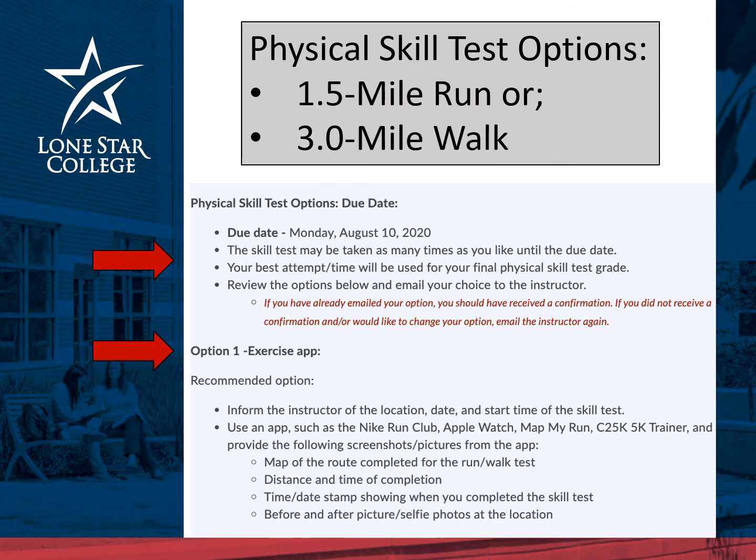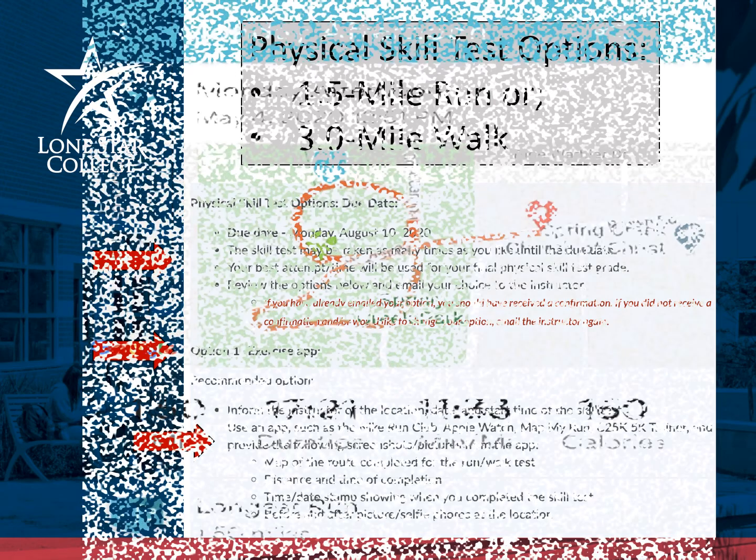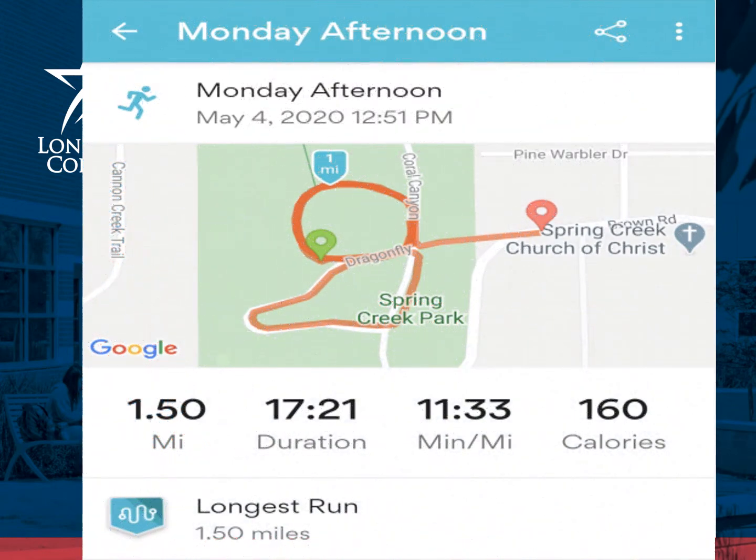Option 1 is using an exercise app on your phone. You will need to submit before and after pictures or selfies at the location you perform the test, and pictures or screenshots of the map route documenting your distance and time. Here is an example of the app map route information you will have to submit with your results. Notice that the image contains the date timestamp at the top, along with the distance completed, 1.5 miles, and the time or duration, 17 minutes and 21 seconds.